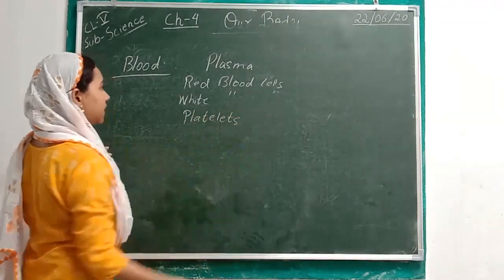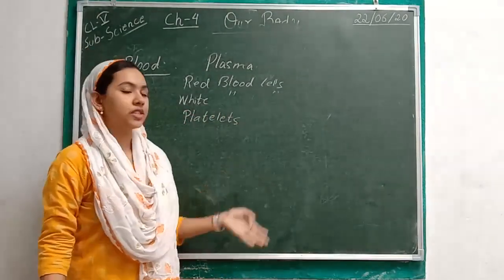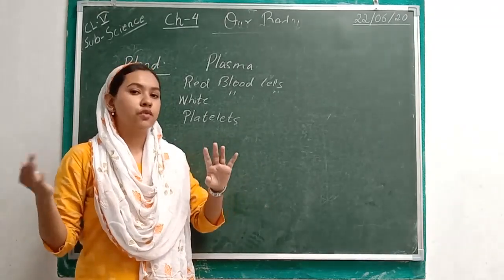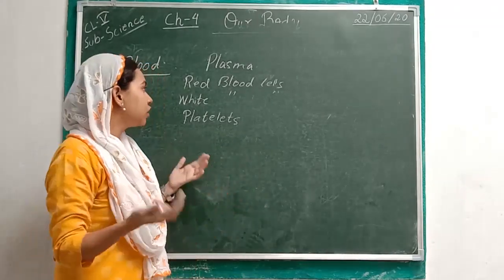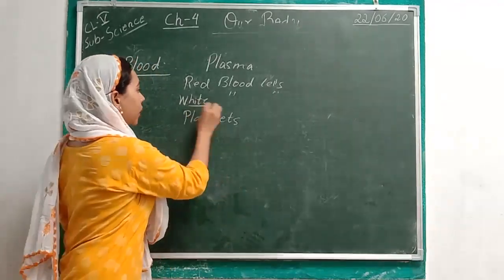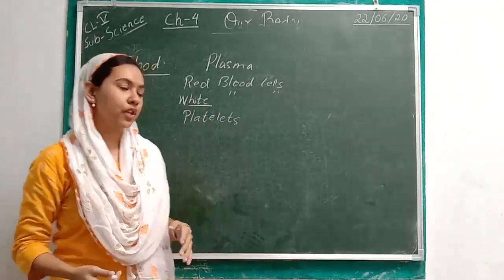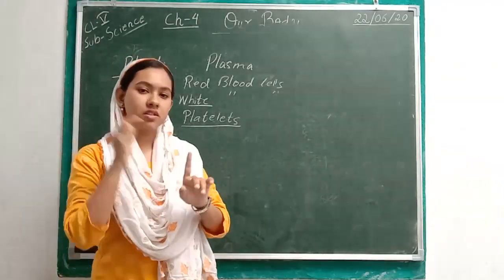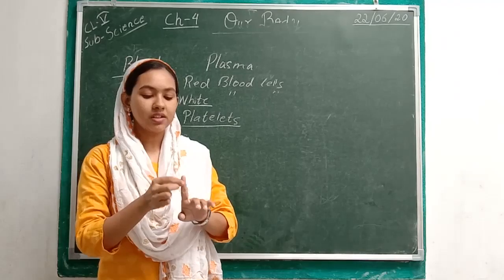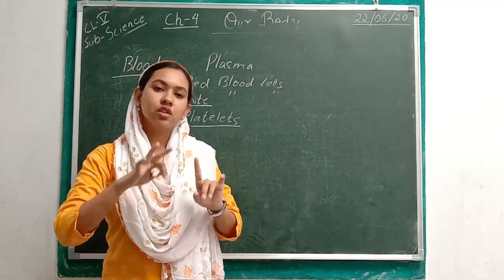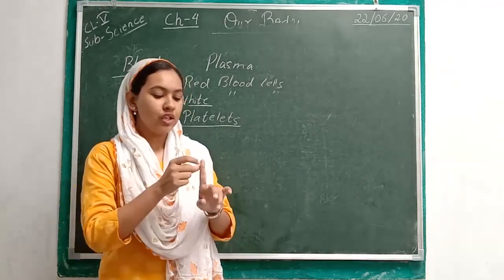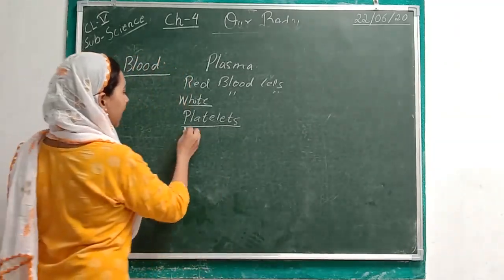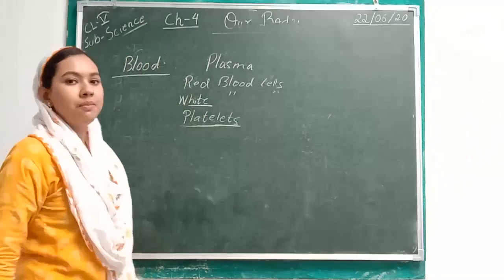Next is the white blood cells. What these white blood cells do is that they are defensive in nature. That means whenever any foreign thing enters or any infection occurs in your body, these white blood cells fight against the infection. Now platelets. Often if you get a cut on your finger, you will see that after some time the blood just stops flowing automatically, right? You will see that there is a clot formation on your finger. Why does that happen? That happens because of the blood platelets.